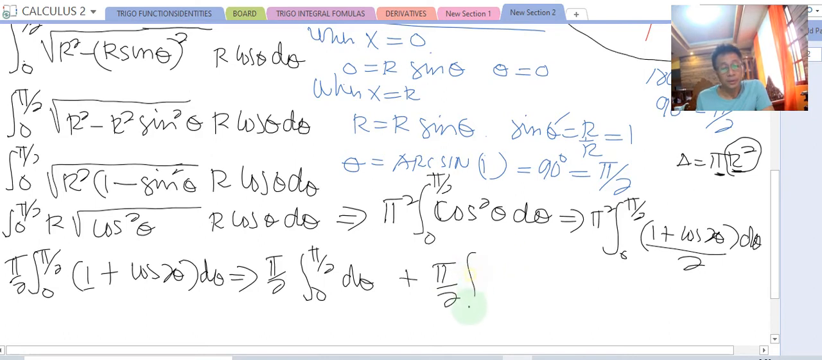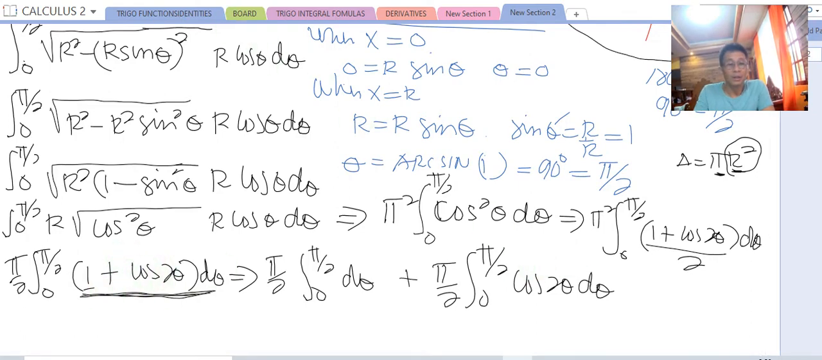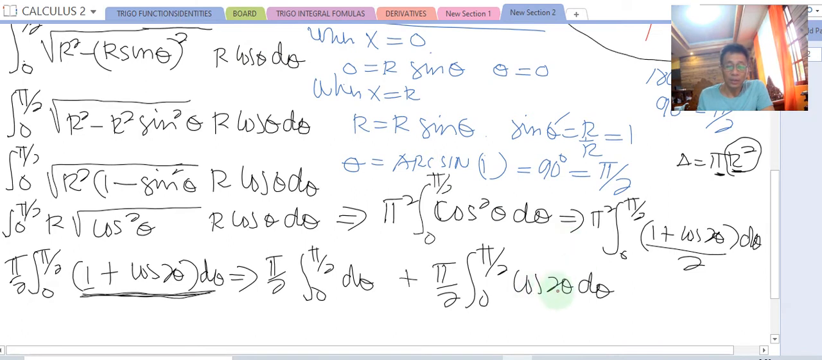Times 0 to pi over 2, cosine of 2 theta d theta. But if you're already a master, you can integrate directly from here. We just balance this with 1 half, right? So let's look at this: cosine u du, the derivative of cosine u. Our u here should be 2 d theta. Therefore, we lock the number 2.